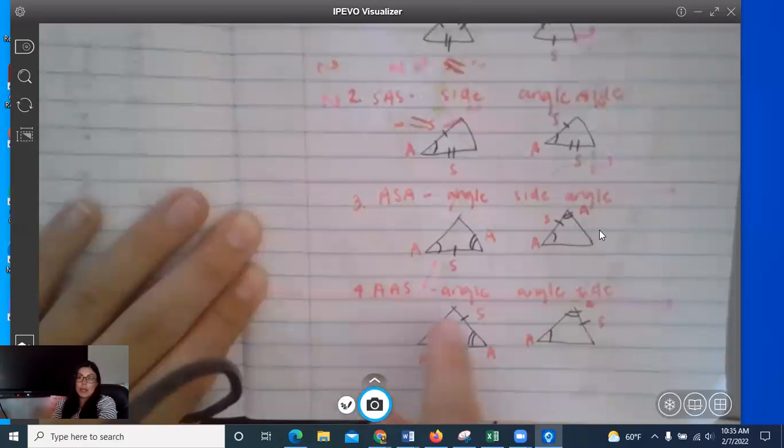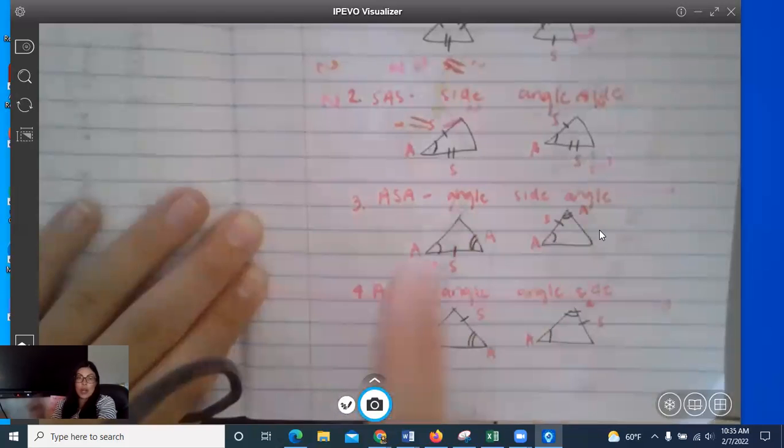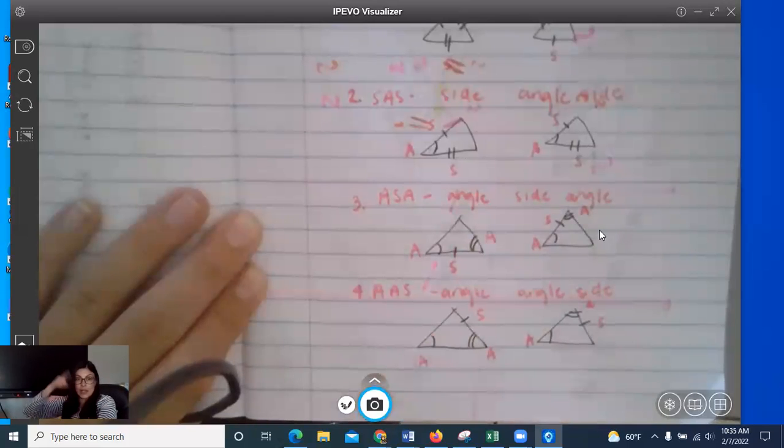Angle, angle, side means you have two angles and then a side. So make sure you're paying attention to all the tally marks, all the angle arcs. This is an arc, so we put an A by it. You only label A or S. A is for the angle, and S is when it has a tally, like this. All right, pause if you need to.